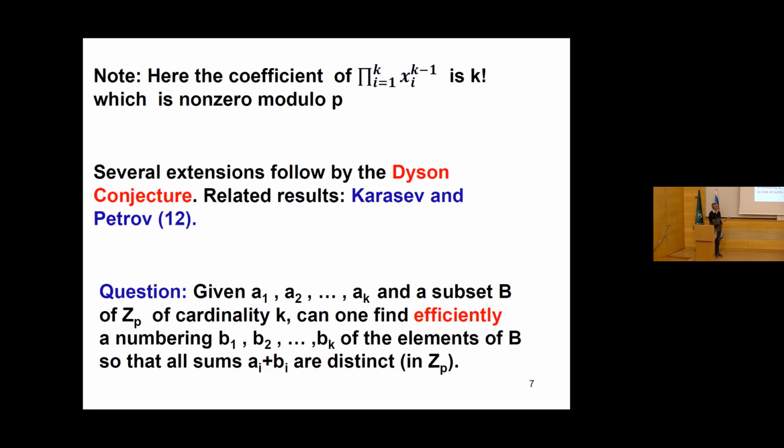Suppose you are given this sequence A1 up to AK, and you are given a subset B of Zp of cardinality k. Then you know by this statement that there is a number of elements of B so that the total sums Ai plus Bi are pairwise distinct. Can we find efficiently such a number? I mean, the proof was because some coefficient of some polynomial is non-zero. Of course, it is not even an algorithm. Can we actually find such a number?